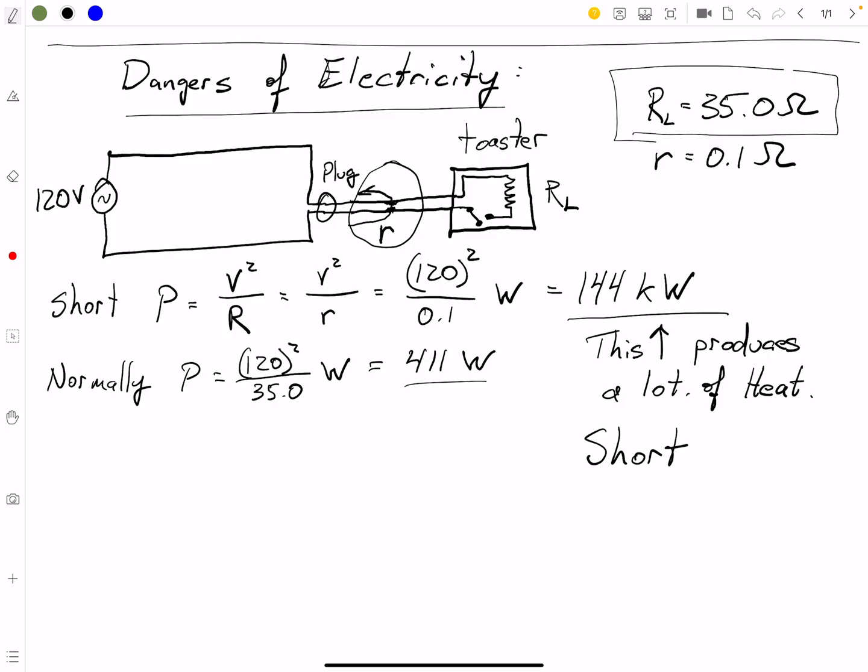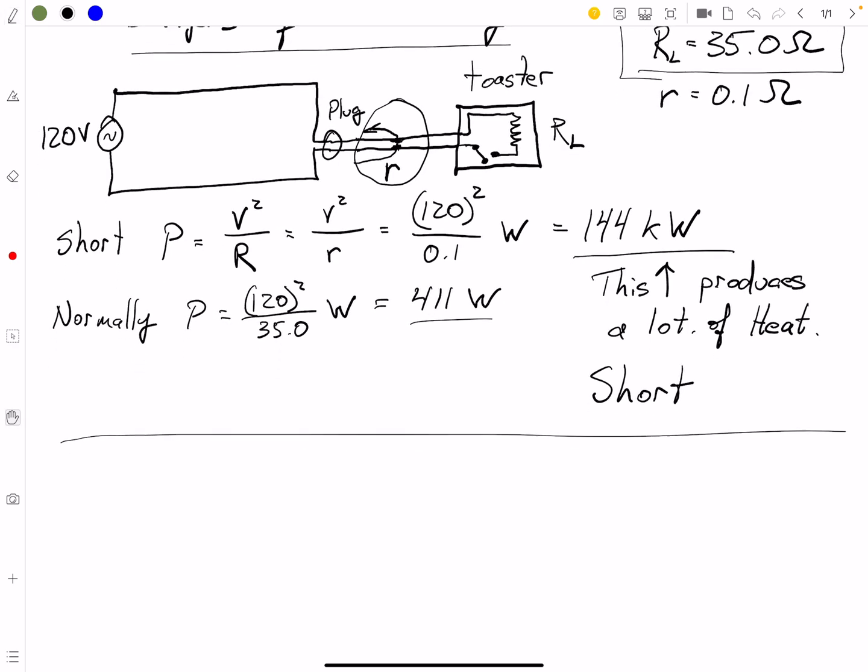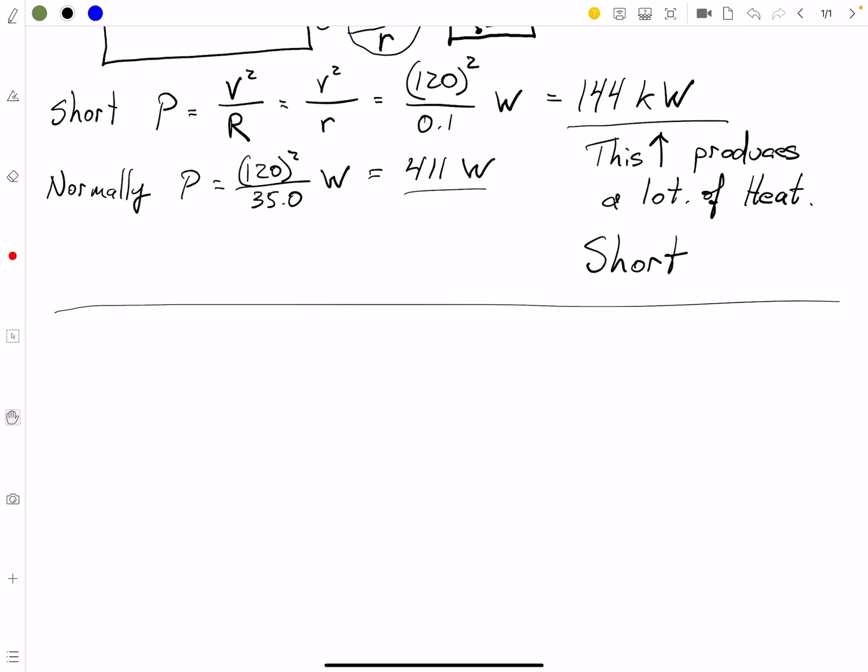Okay, so how do we protect against this from ever happening? It's a dangerous situation. Well, we have fuses and circuit breakers.